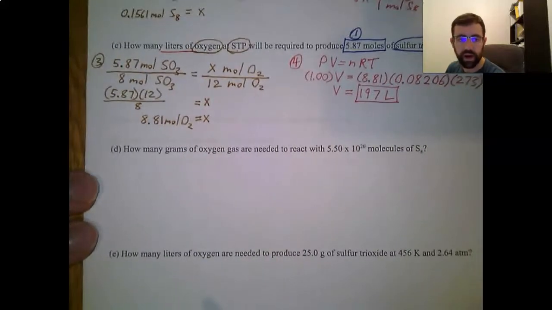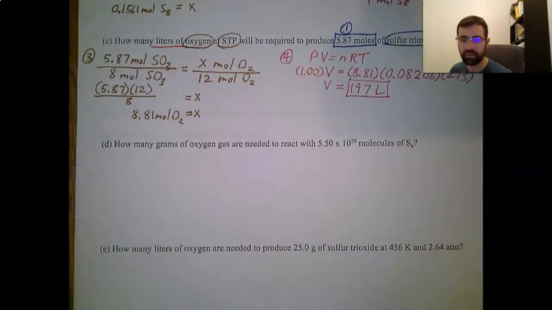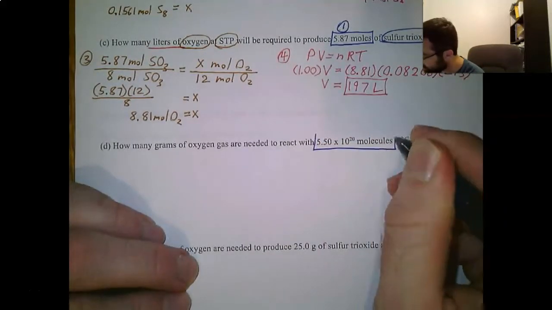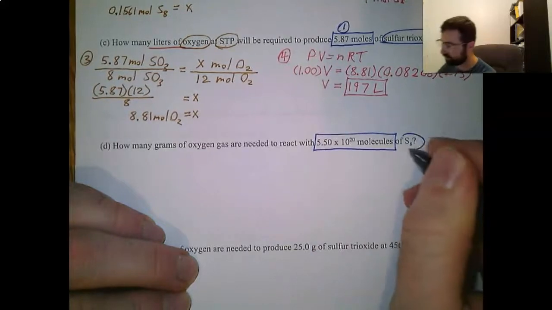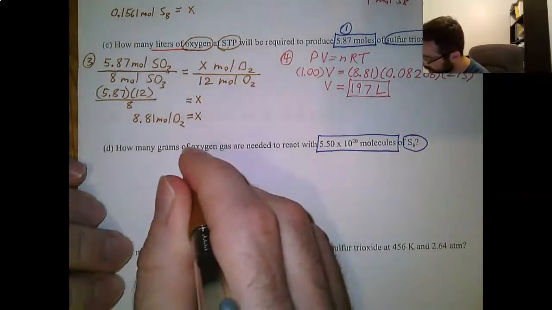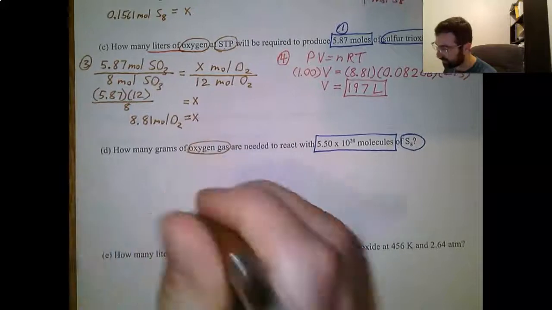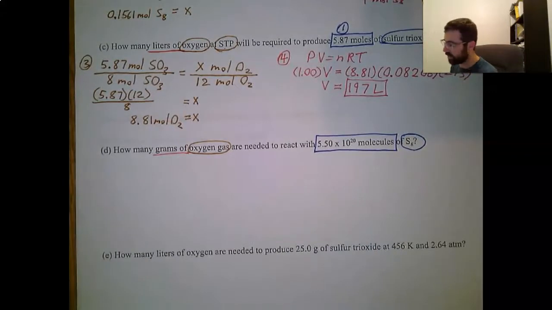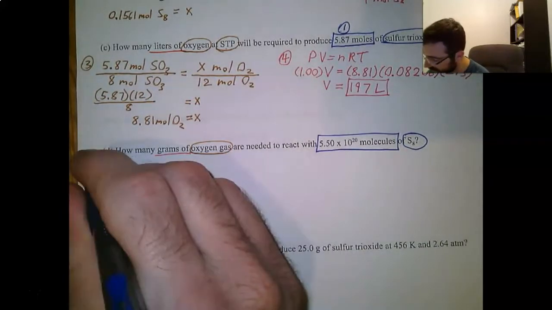How many grams of oxygen gas are needed to react with 5.50 times 10 to the 20th molecules of S8? All right, so we are given this number of molecules of S8. I am looking for oxygen gas, specifically grams of oxygen gas. So my first step is always to turn this into moles. I've got molecules right now, got to turn it into moles.